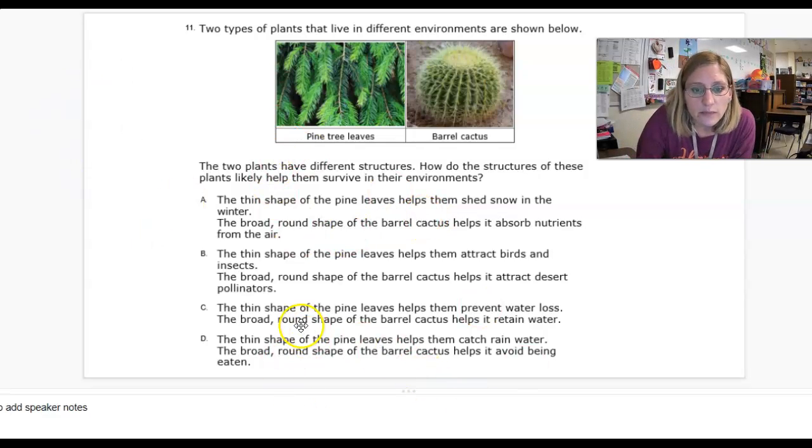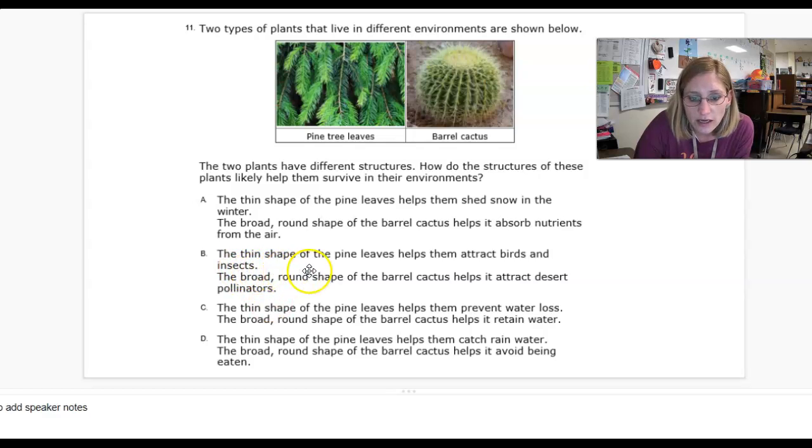The next one is the round shape of the barrel cactus helps to absorb nutrition in the air. I'm not sure if that's 100% correct, but I do think that it could definitely help it. This one, A, wouldn't be right because it doesn't shed snow. So we're going to go ahead and cross that one out. So let's look at B.